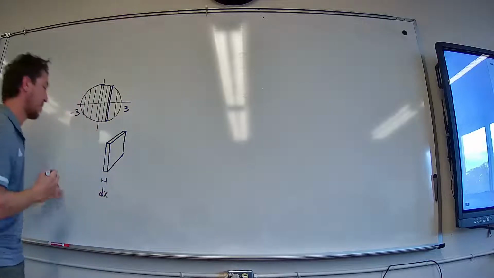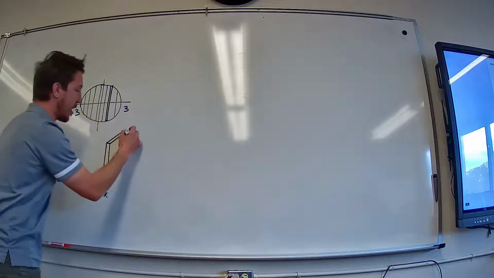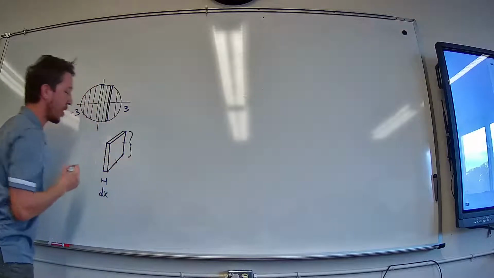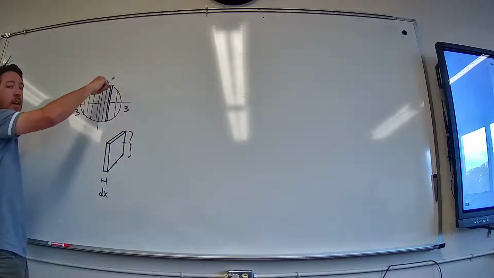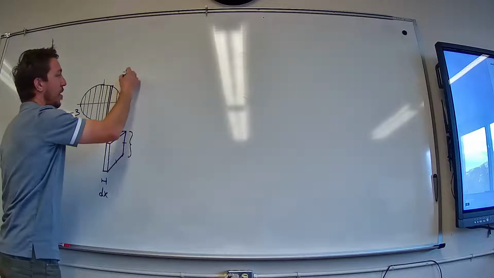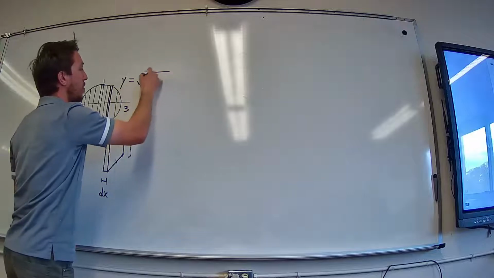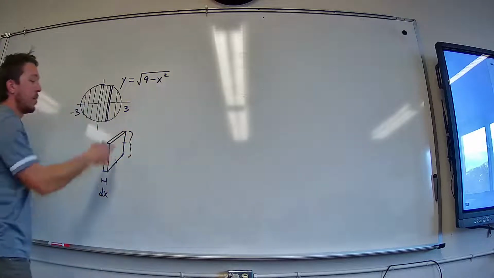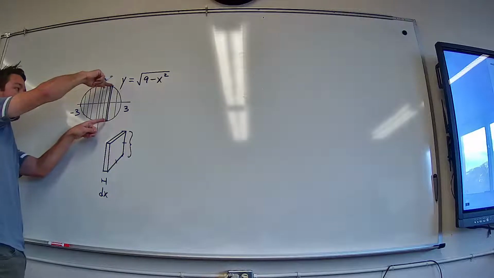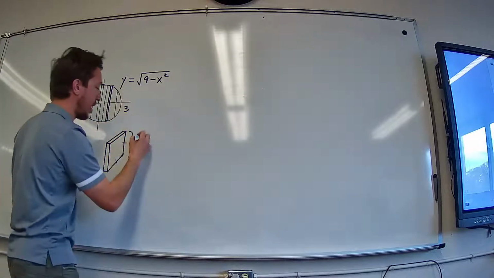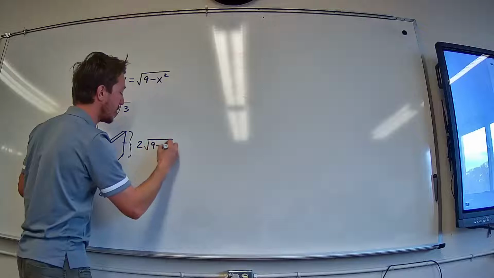Thickness, dx. Okay, now what's the span of this square? It's a square, so it's the same height and width. It's double this y value, right? Well, what's the y value? The y value is the square root of 9 minus x squared. So the side length of this square is double that. Are there any questions on that logic?